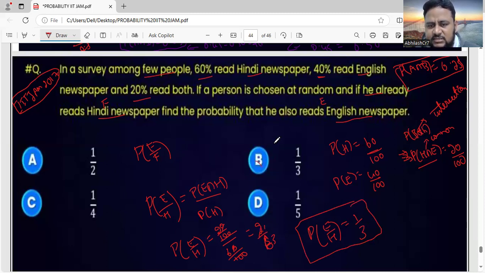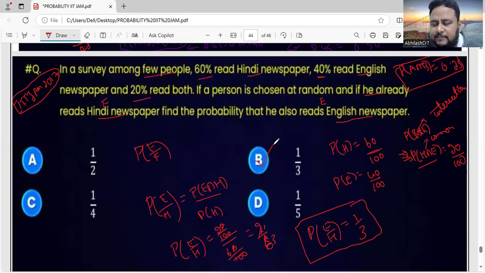So the correct answer is B. Here the correct answer is B, friends. It is a very simple question. The only thing you have to remember is when they say common, or when they say both, both of them read these two newspapers. How many persons read these two newspapers? That is 20% read both. That 20% is talking about intersection. Reading both means it is talking about intersection.